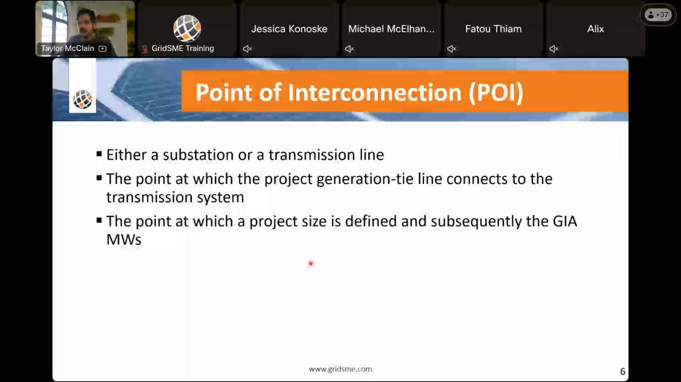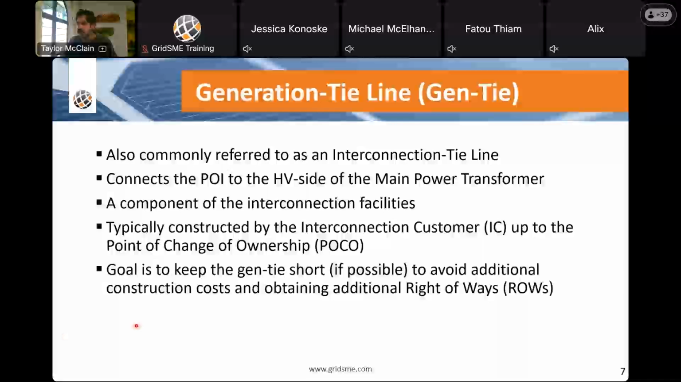And so from the POI, we then step back to the generation tie line, sometimes referred to as the interconnection tie line. But this is the piece of equipment that is going to connect the point of interconnection to your project substation. Typically this component of the facility is aimed to be as small as possible to reduce costs and the right of ways that you might have to obtain to get to the POI.